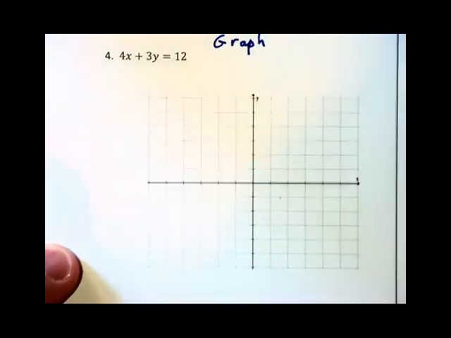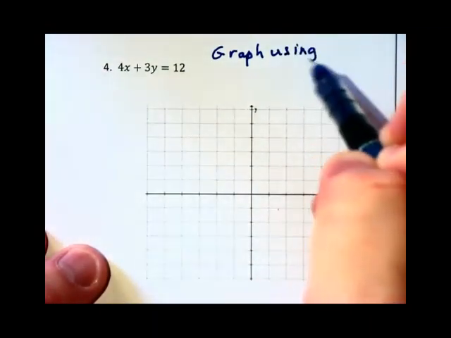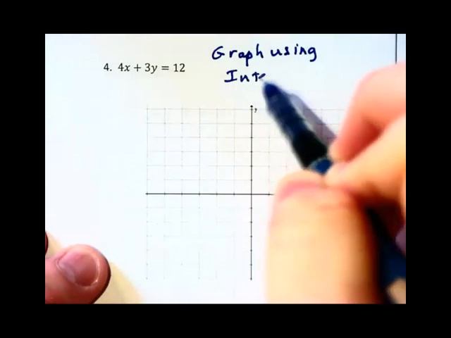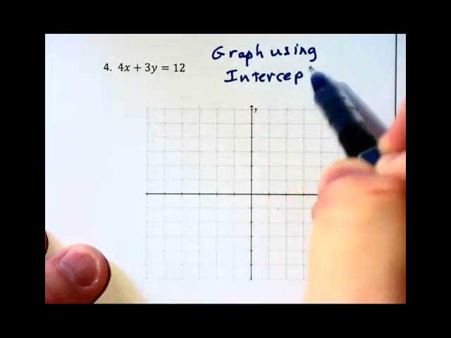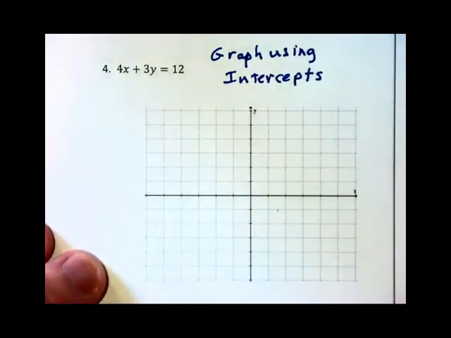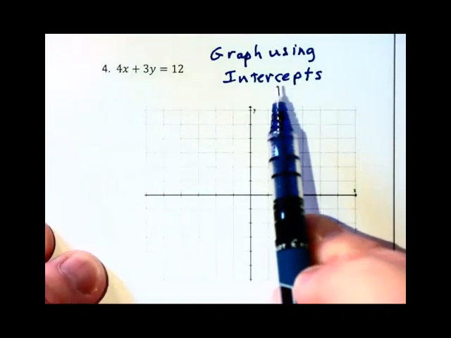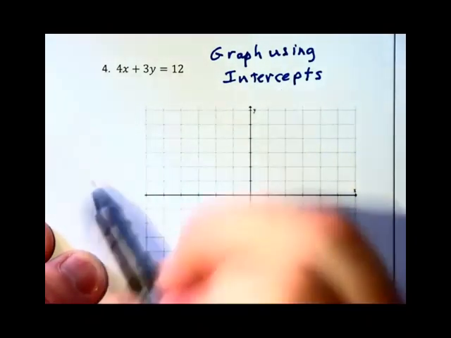Let me see if that's on the screen. There we go. Graph using intercepts. Now we have to talk about what an intercept is, as well as show you how to do this. An intercept is where the line crosses an x or y axis.